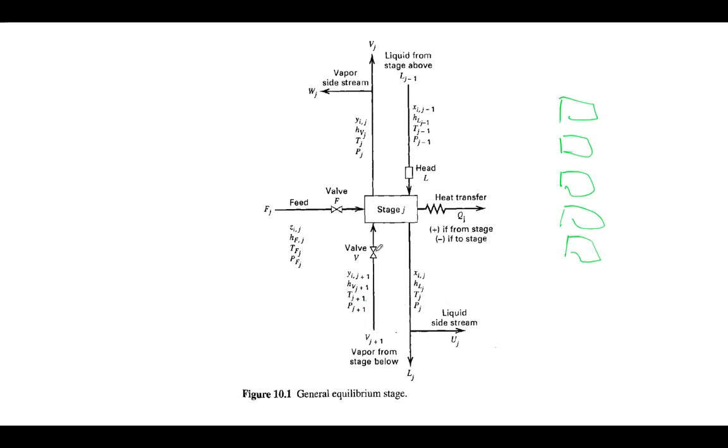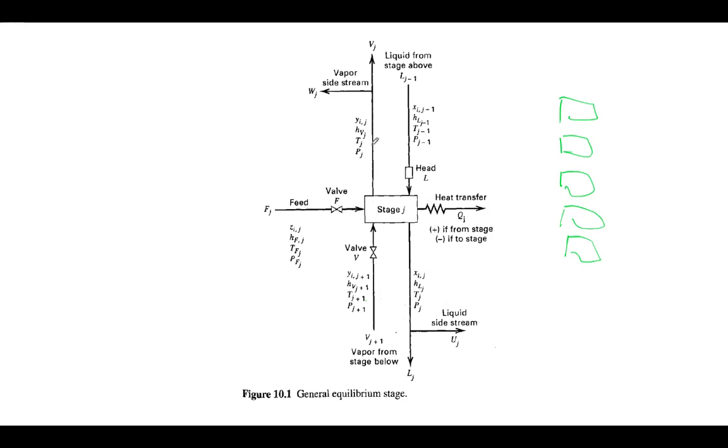Okay, and then from the top we also have liquid from the stage above, and even this one has liquid components. There's the enthalpy of the liquid, the temperature, and also the pressure, and they're going to mix together in this stage, and then they're going to leave with a new equilibrium composition between the Vj and the Lj. Okay, with Vj with the composition of Yj, the Lj with the composition of Xj.